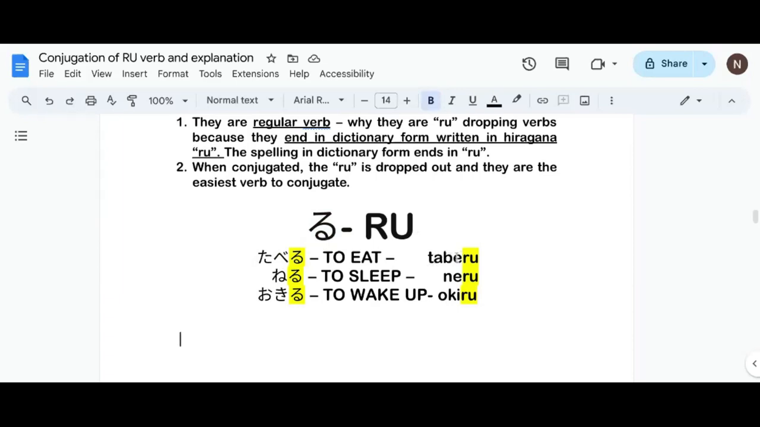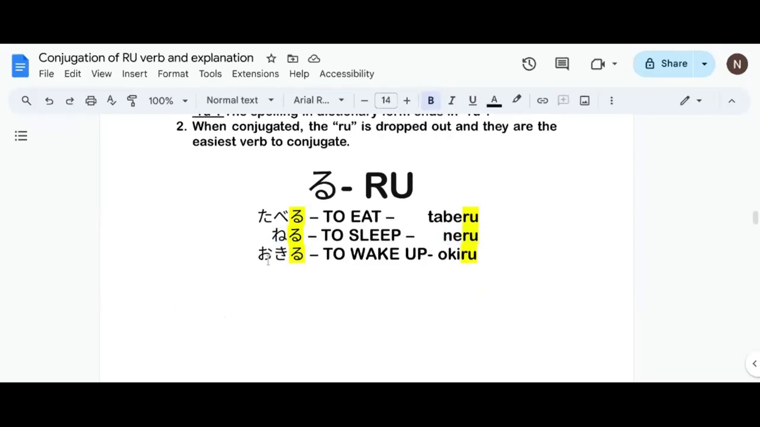In romaji, the Japanese alphabet, taberu. This is hiragana, taberu. This is your dictionary form, ending in ru. And then, if you look again for the word to sleep, which is neru, you will find the dictionary form in your dictionary, neru. Neru means to sleep. And then to wake up is okiru. Again, you're going to see okiru in the dictionary form in your dictionary. So they are the ru ending verbs.